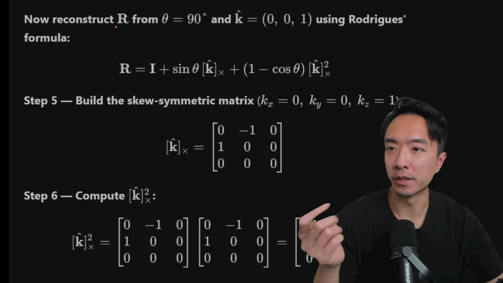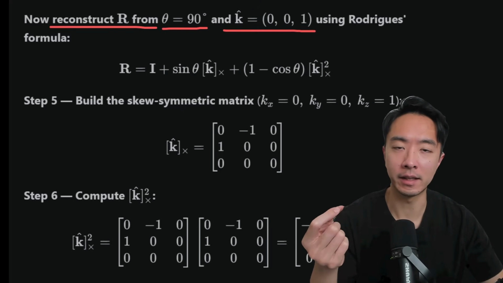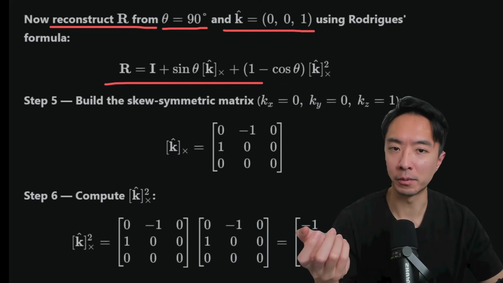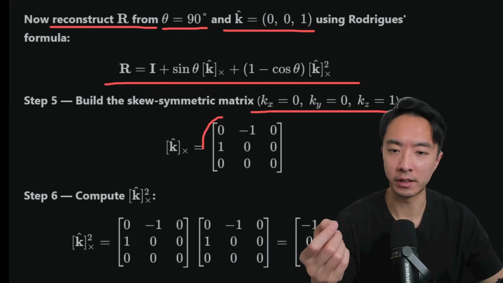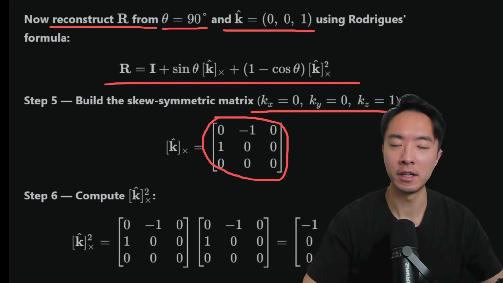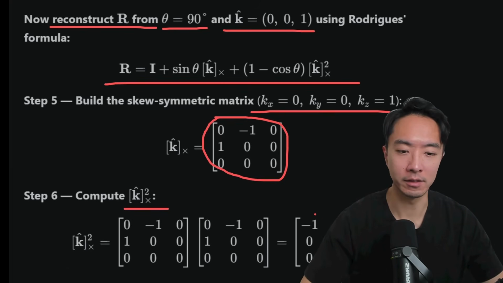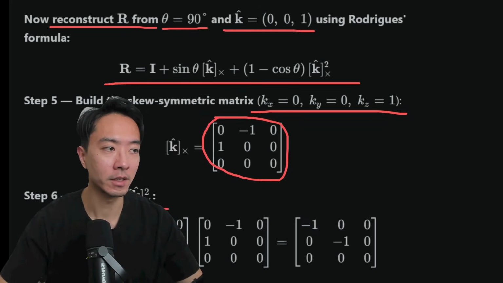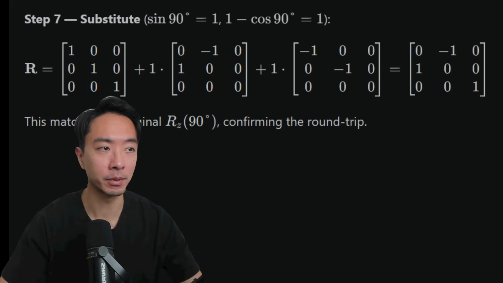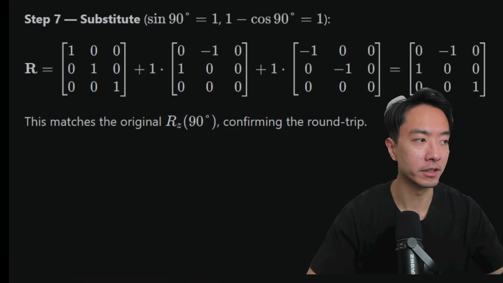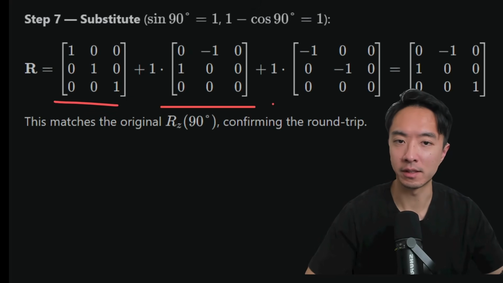Now we can also go the other way. We could construct the R matrix, assuming we have theta is 90 and K is 0, 0, 1, using the formula here. If we plug it in, we have our K here is 0, 0, 1. We construct the cross product matrix here, and then we compute it squared. So we're going to get this new matrix here that you can see over here. This is our final matrix after you multiply it out. And then when we go to the next step, we just continue our operations. We plug it into the formula: this matrix plus this plus that.